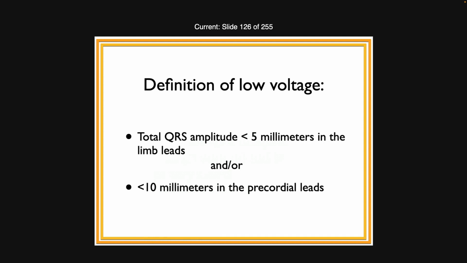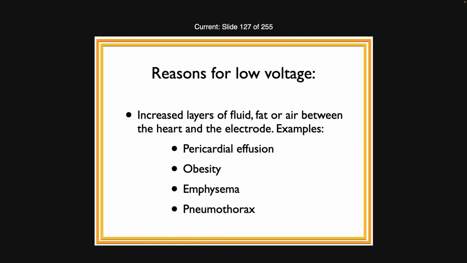So why might anybody show low voltage? Anybody have any ideas? Fat. Yeah, absolutely. Obesity. What was something over here? Pericardial effusion. Yep, pericardial effusion. So if there are increased layers of fluid, fat, or air between the heart and the electrodes, it's going to come up with low voltage.